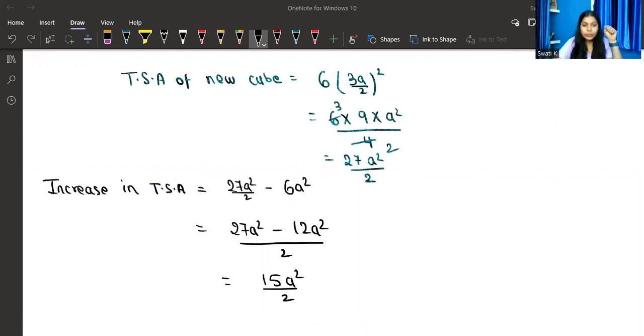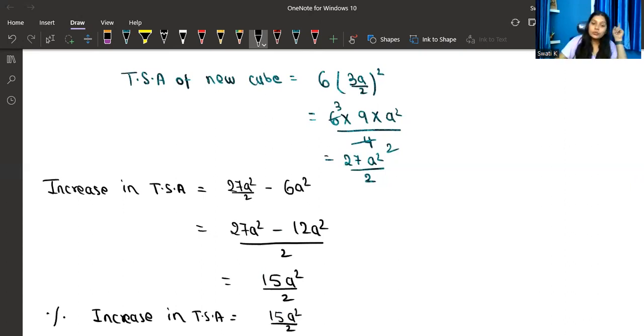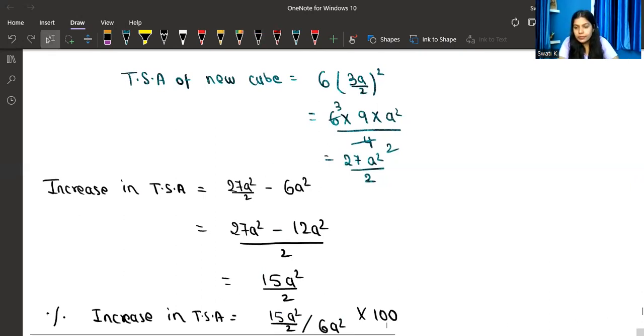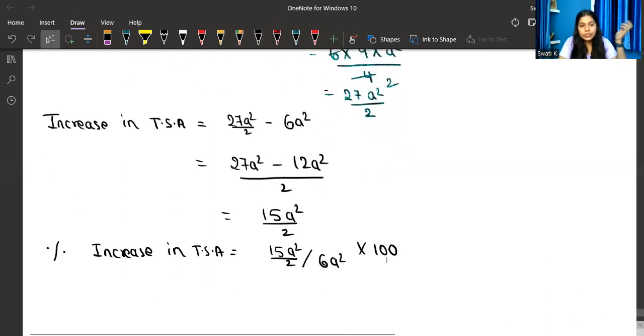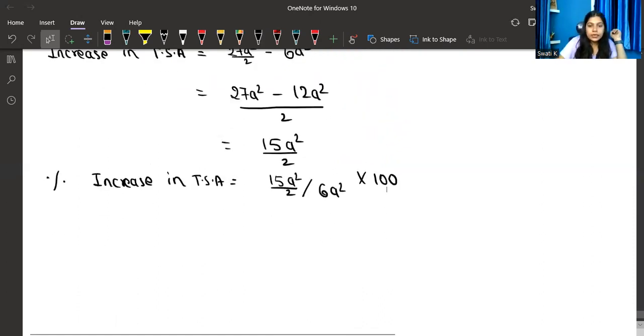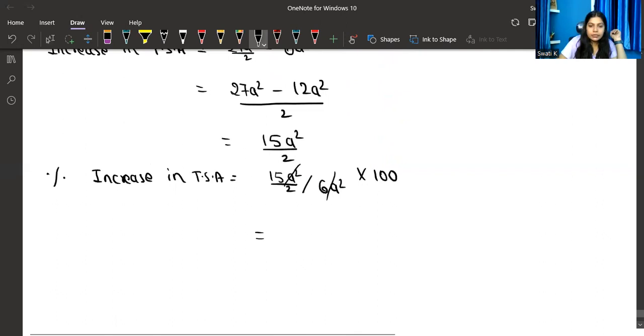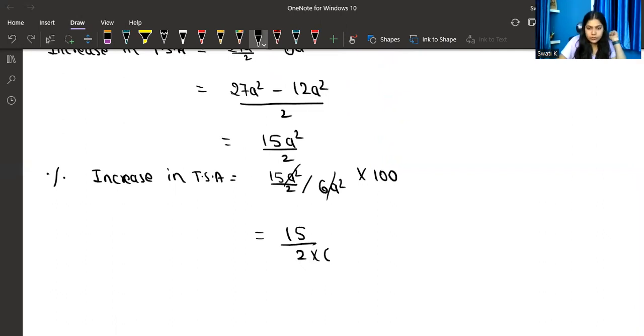Now this 15A square over 2 is our increase in the surface area. But we have to find out here the percent increase in the surface area, right? So what will be the percent increase? The percent increase in the total surface area will be this increase, that is 15A square over 2, divided by the old total surface area, that is 6A square. And it is a percentage that we are finding, so of course into 100. So this A square will get cancelled, and we are getting 15 divided by 2 divided by 6, times 100.